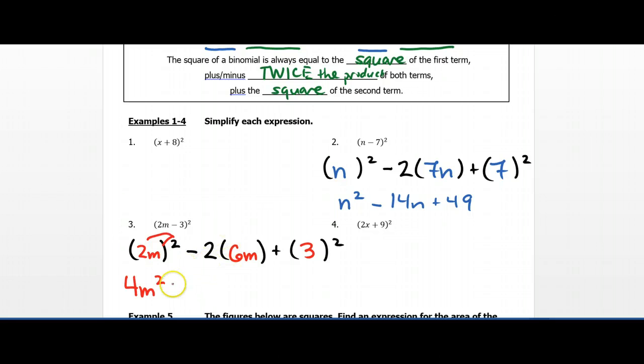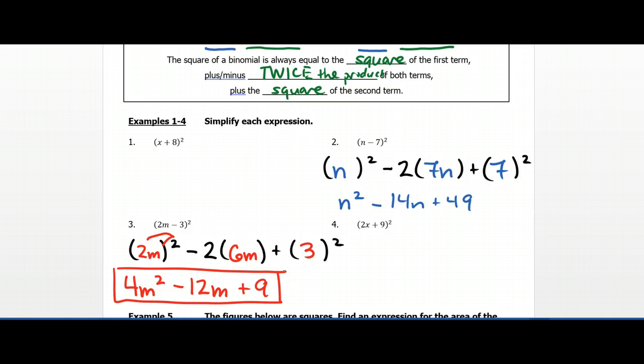2 times 6m is 12m, so this becomes a minus 12m. And then finally 3 squared is 9, so this becomes plus 9. So 2m minus 3 quantity squared gives you 4m squared minus 12m plus 9.